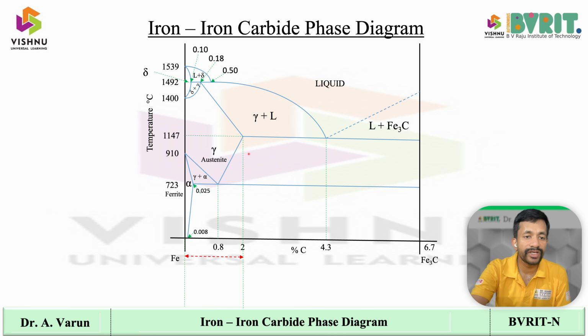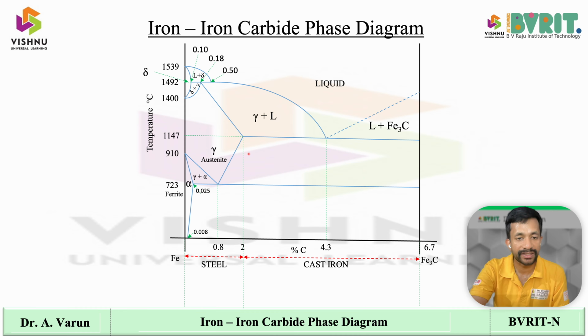Another important thing is we need to understand that 0 to 2% of carbon is called steel, and 2 to 6.67 is called cast iron. So here we need to mark a note that 0, or to be precise 0.008 to 2% of carbon is called steel, and 2 to 6.67 is called cast iron. So we have in steel the eutectoid reaction taking place, and we have in cast iron the eutectic reaction taking place.